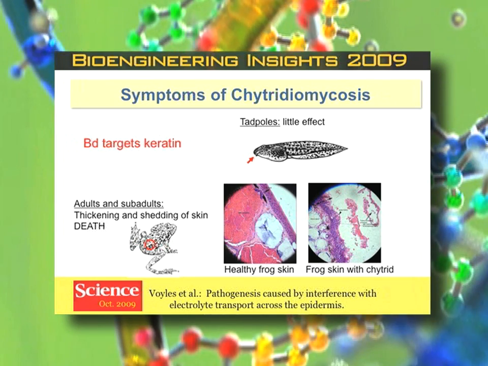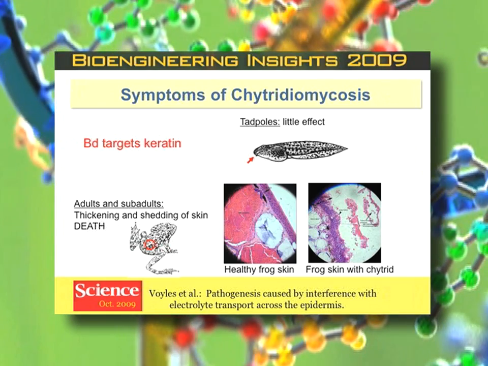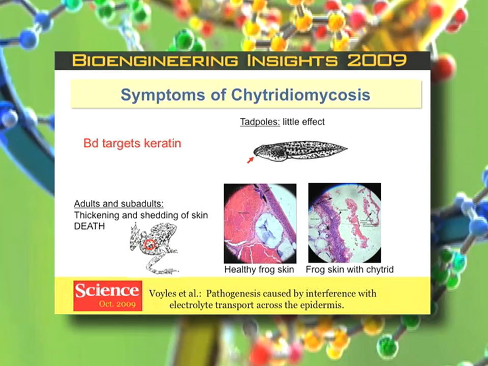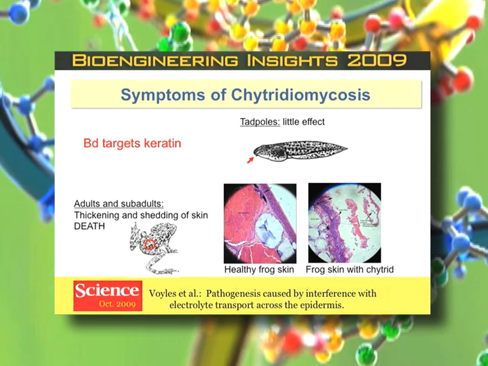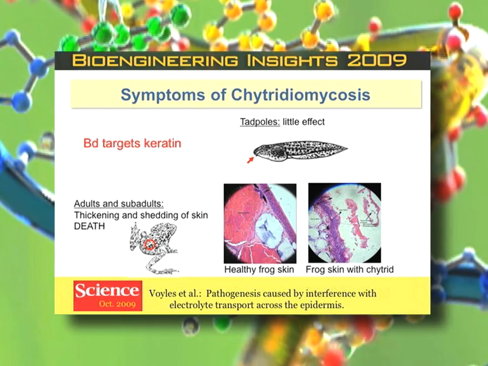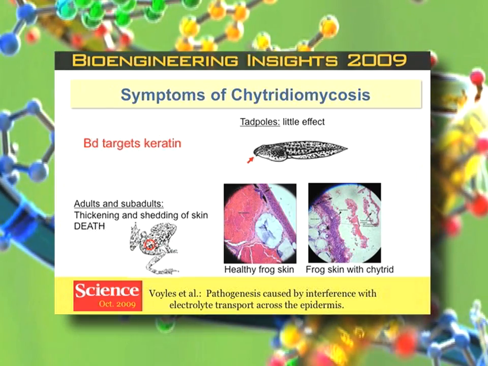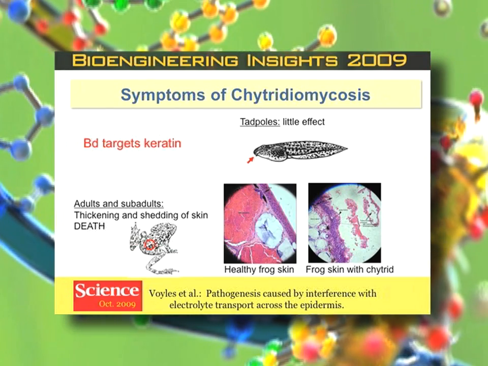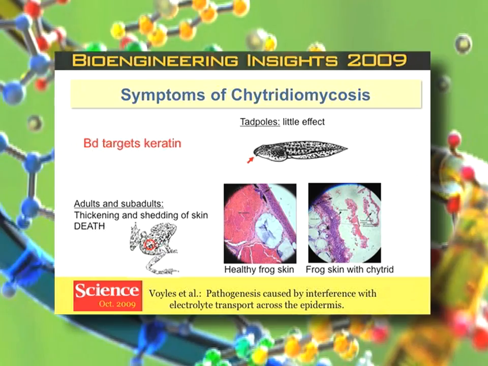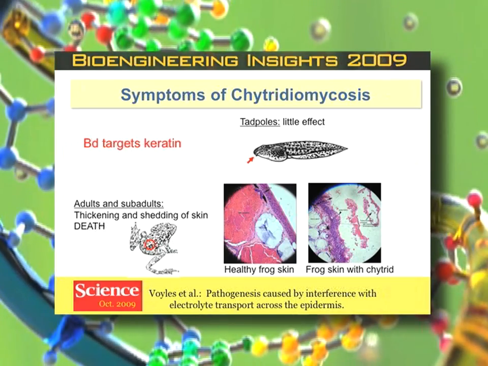And the symptoms of chytrid depend on the stage of the frog because BD targets keratin. And tadpoles have keratin only in their mouth parts, whereas adults and subadults have keratin throughout their skin. And so there's really little effect on the tadpoles. Although tadpoles can become infected and transmit the disease, they don't die from the disease. But individuals after metamorphosis can suffer thickening and shedding of skin, and in many cases, death of the organism. And this is in the news right now because in this week's Science, there's an article by Jamie Voyles et al. that shows that BD is killing frogs through interfering with the transport of electrolytes across the skin.